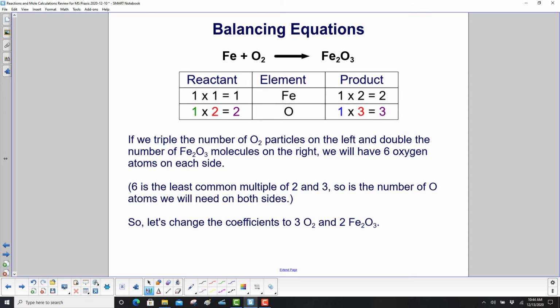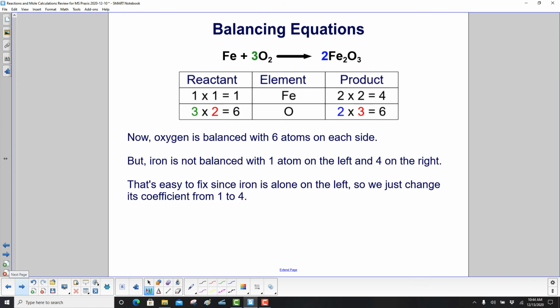If we triple the number of oxygen particles on the left and double the number of iron oxide molecules on the right, we'll have 6 oxygen atoms on each side. 6 is the least common multiple of 2 and 3, so it is the number of oxygen atoms we will need on both sides. So let's change the coefficients to 3 oxygen and 2 iron oxide. Now, oxygen is balanced with 6 atoms on each side.